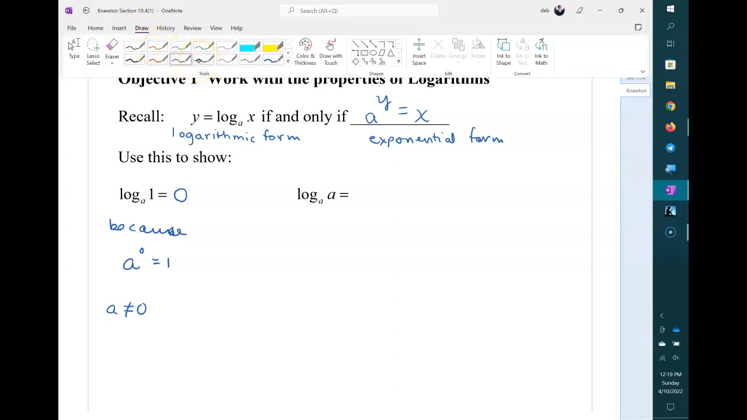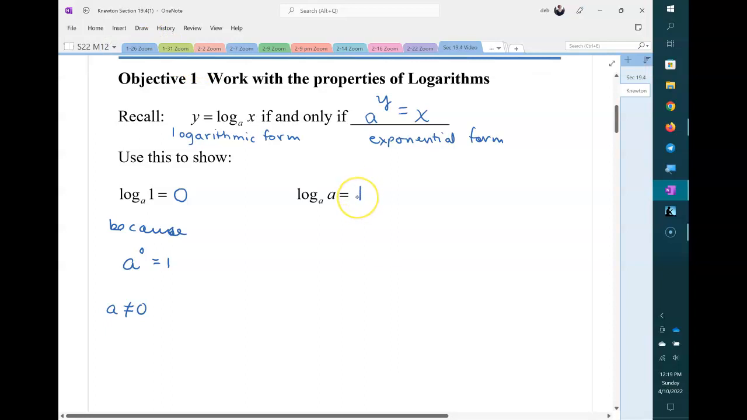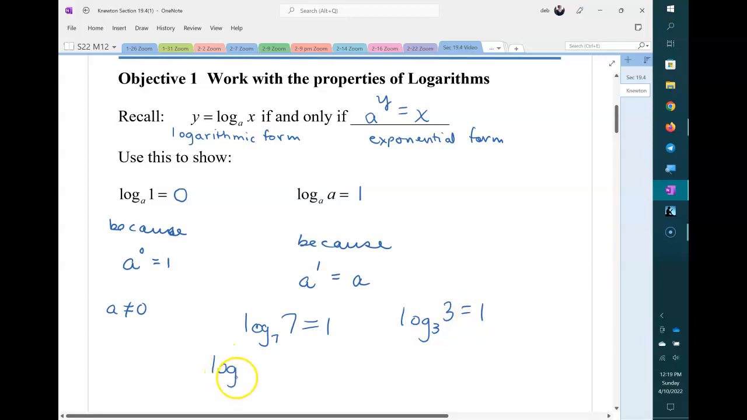Then we have the log base a of a. Well, that has to be 1 because a to the power of 1 equals a. So no matter what the base is, if you see log base 7 of 7, that's going to be 1. Log base 3 of 3, that's going to be 1. If we write log with no subscript, it's understood that that's a base of 10. So log base 10 of 10 is 1. If you don't see a subscript, it's base 10.